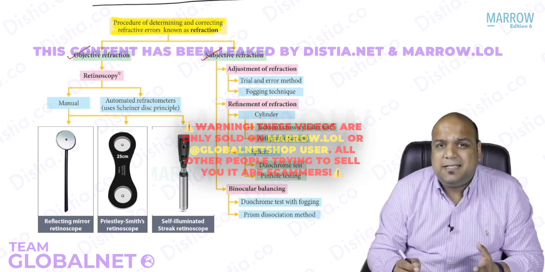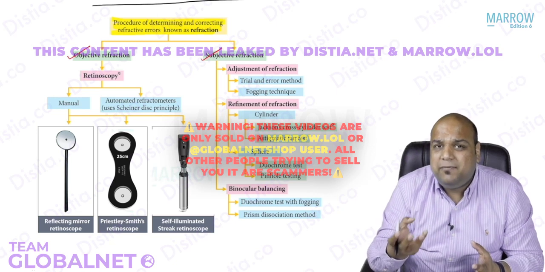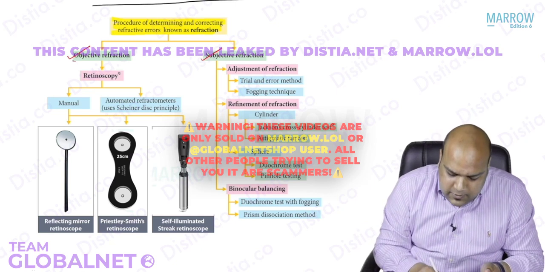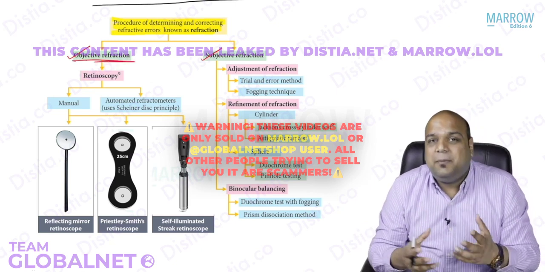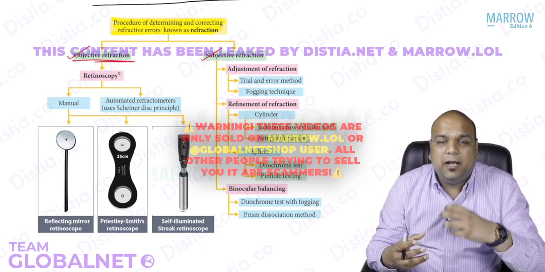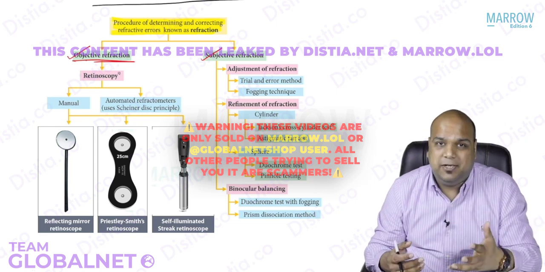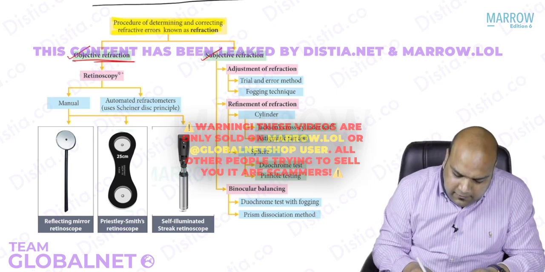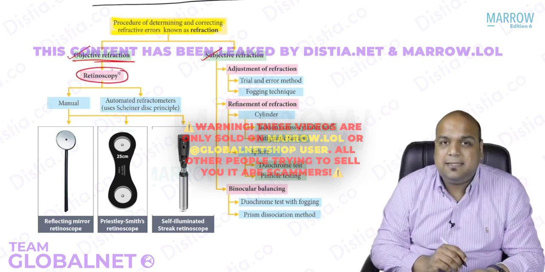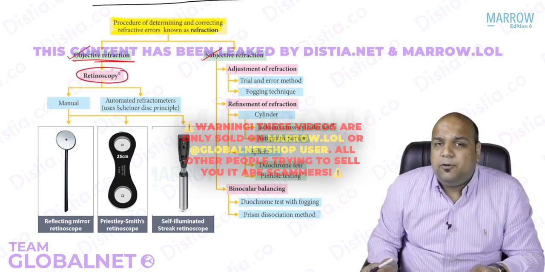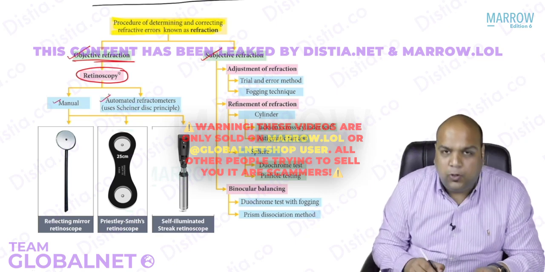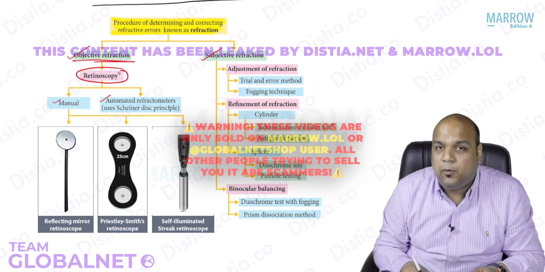As the name says, subjective means where we will be taking the input of the subject, that is the patient. But in objective refraction, the examiner is doing everything. We are not asking for any input from the patient. That is the first step we do, objective refraction. Objective refraction is known as retinoscopy. Now, retinoscopy can be done in two ways, manually or through automated machines, automated refractometers.